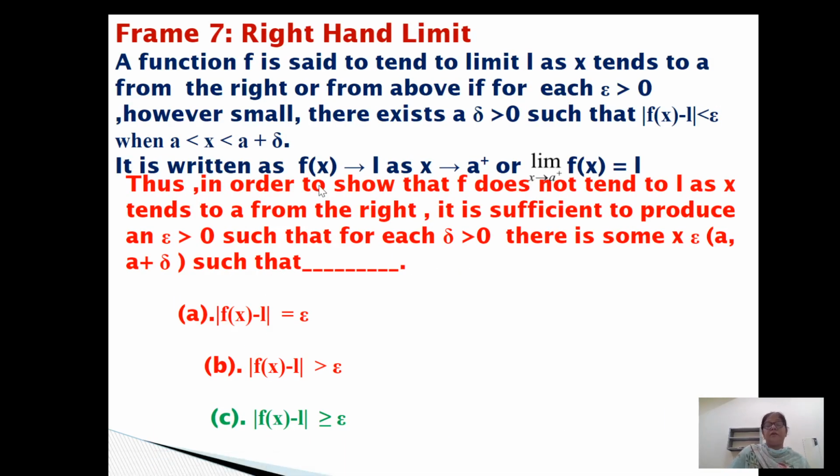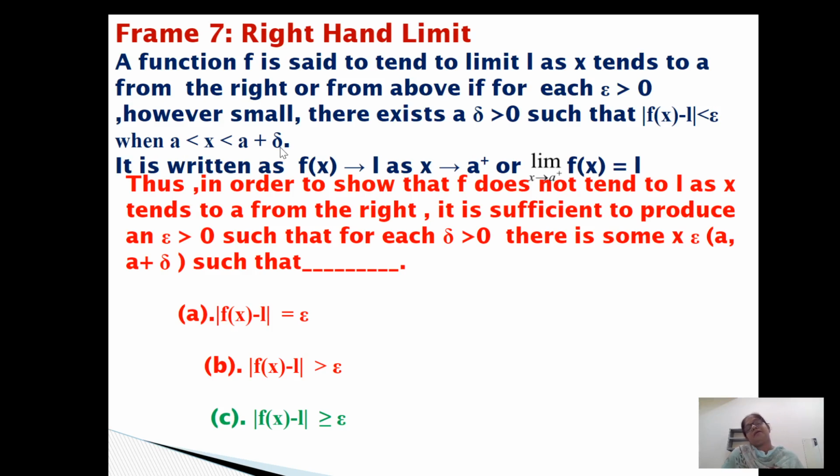As you have done at plus 2 level, you know the limit exists when the left hand limit is equal to the right hand limit. By definition, I am going to define: a function f is said to tend to limit L as x tends to A from the right, or from above, if for each epsilon greater than 0, however small, there exists a delta greater than 0 such that modulus of f of x minus L is less than epsilon. Here the interval is what? X lies in the open interval A to A plus delta.